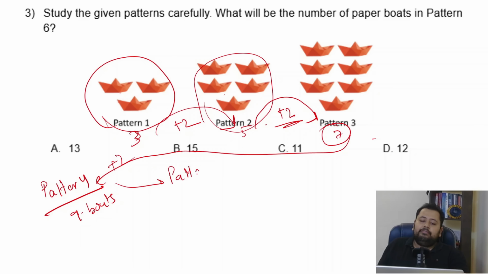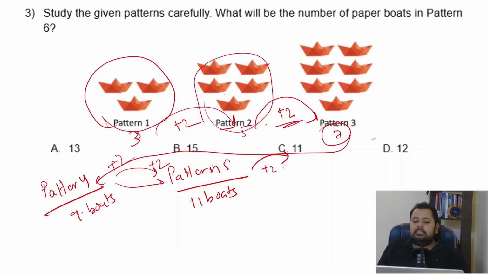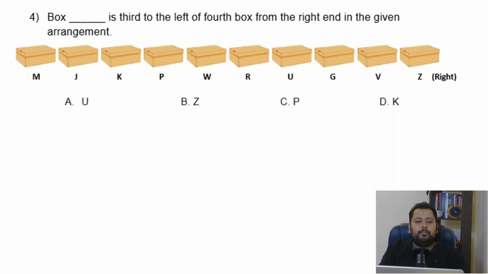Pattern 5 will have how much? It will have 11 boats. Why 11 boats? Again, it is plus 2 of the previous one. Now, pattern 6, which we have to find out, is nothing but 11 plus 2, that is 13. That is option A. I hope you got this one correct. Easy one. Till now, all three have been easy questions. Let's now move to question number 4. If you got it correct, give yourself a star in the paper. And now we move to question number 4.